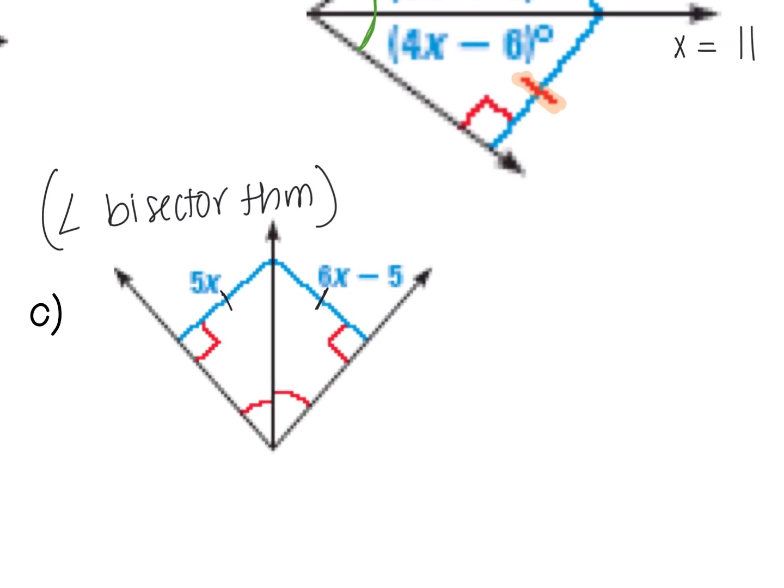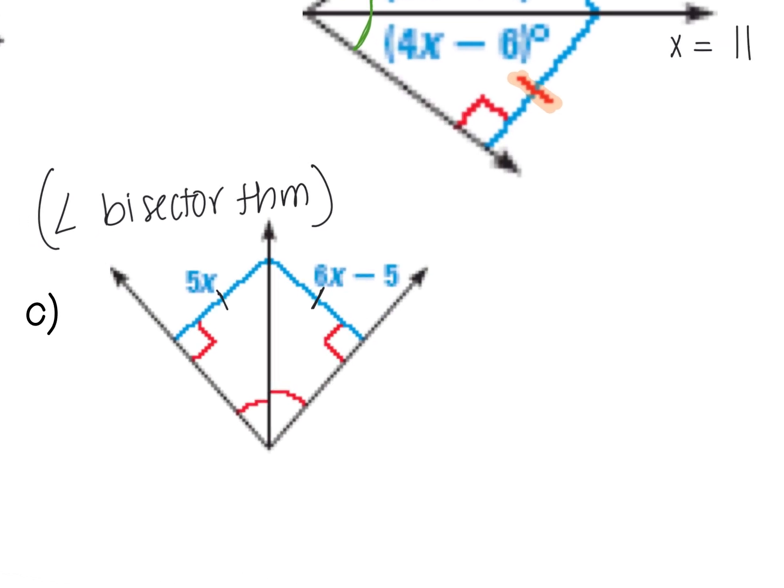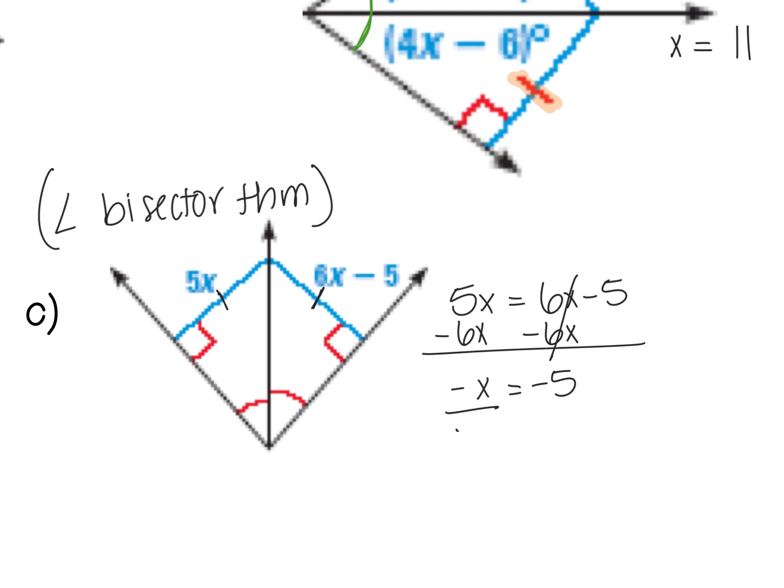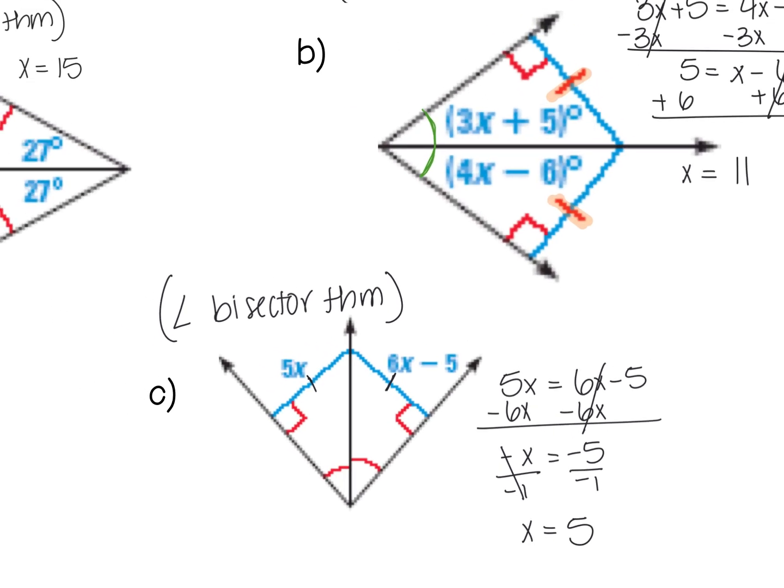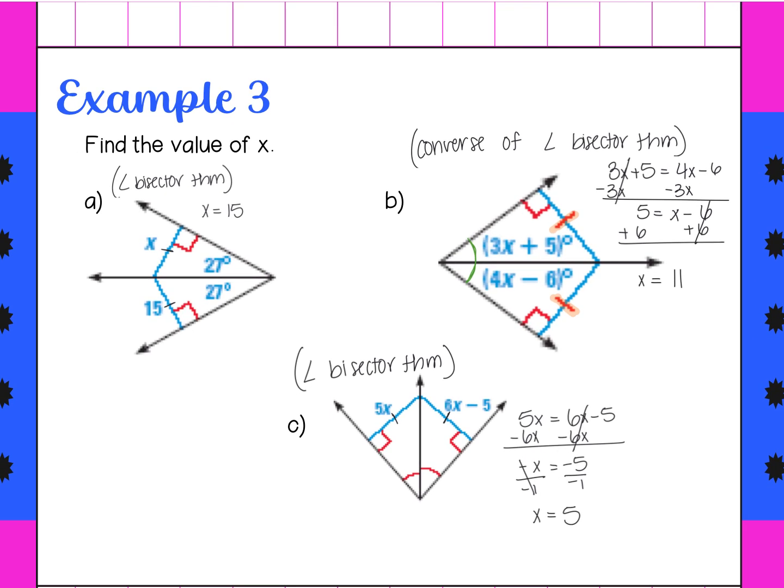So again, how am I solving for x? Set them equal to each other. 5x equals 6x minus 5. Subtract 6x from both sides to get x by itself. I'm going to get negative x equals negative 5. Divide by negative 1 to get rid of that negative symbol. X equals 5, which is positive. Questions on A, B, or C?